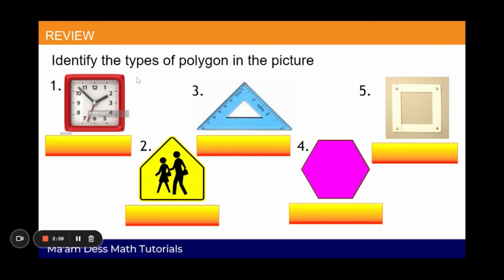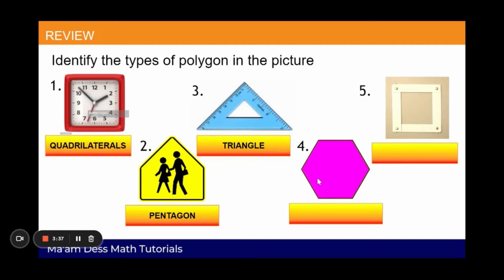For this review, identify now the types of polygon in the picture. So based on its sides. So count the number of sides and then tell the types of polygon in the picture. Okay, for number 1, we have quadrilateral since it has 4 sides. Number 2, it is a pentagon. So pentagon, 5 sides polygon. Number 3, it is a triangle. So we have 3 sides.